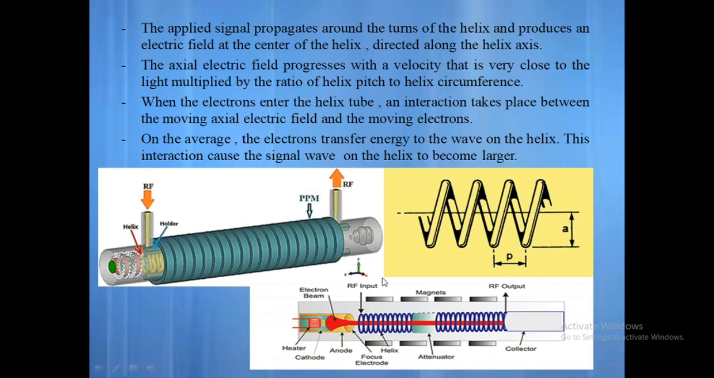On an average, the electrons transfer energy to the wave on the helix. So at a certain distance while traveling through the helix, the electron beam which is present will transfer the energy from the center of the helix to this conductor which is present in helical shape. This interaction causes the signal wave on the helix to become larger.